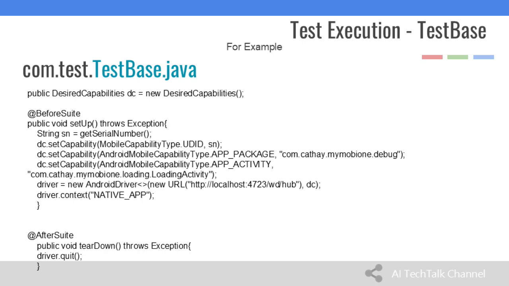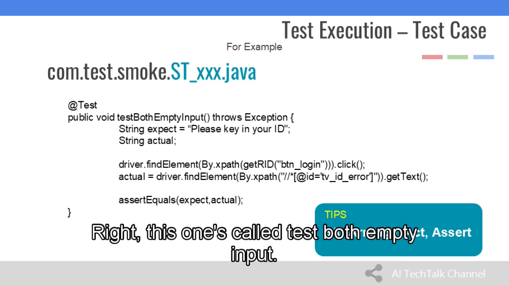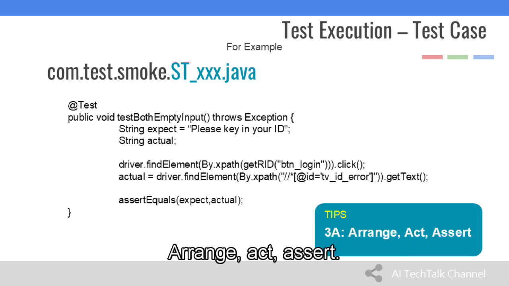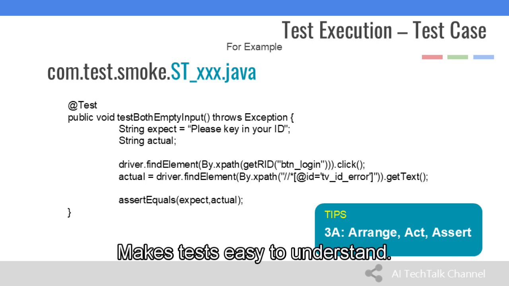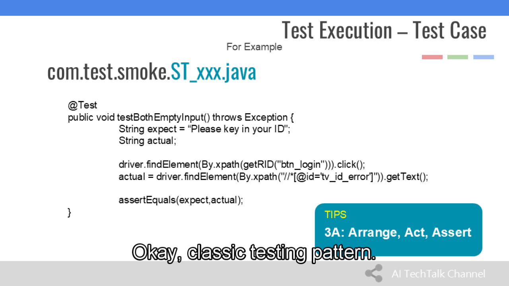Let's look at that STXX.java example. What does a test method look like? Right. This one's called testBothEmptyInput. And it follows a really good pattern, the 3A principle. Arrange, act, assert. Makes tests easy to understand. Arrange, act, assert. Okay, classic testing pattern. How does it apply here?